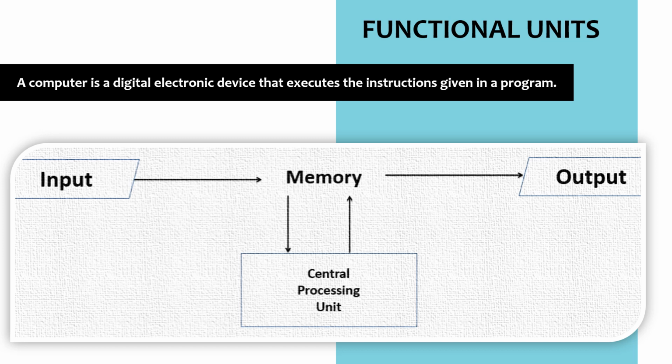Now the output device. Of course it produces the output for you, and it is known as a peripheral device. Peripheral device means anything which you can attach to the system, like a monitor, a printer, and other devices we can attach.